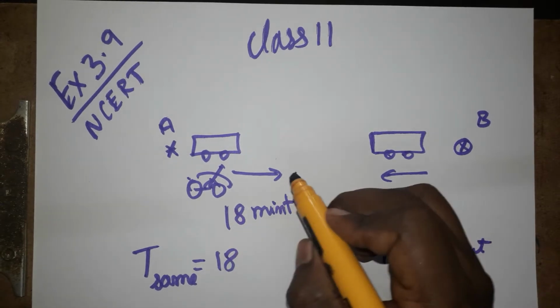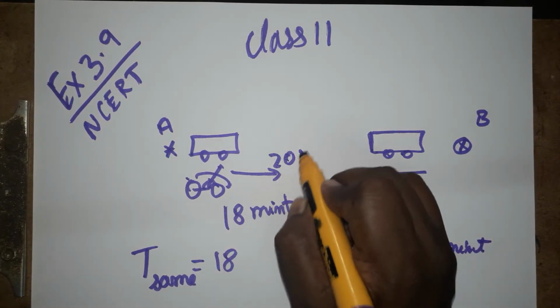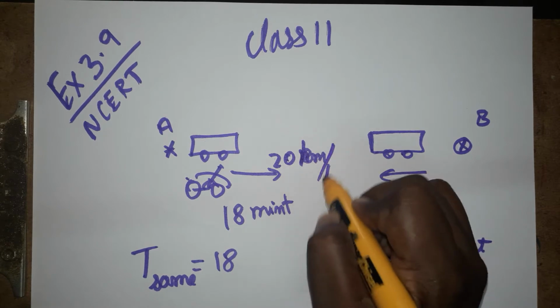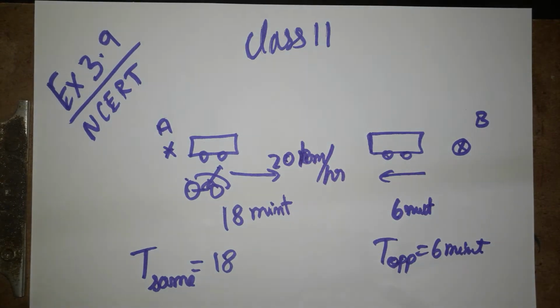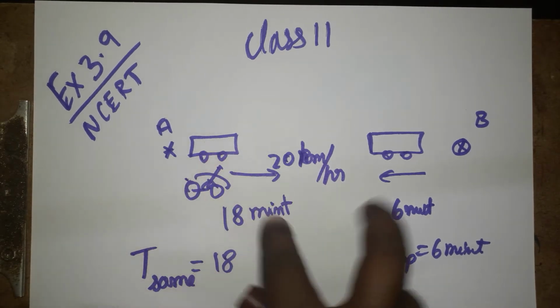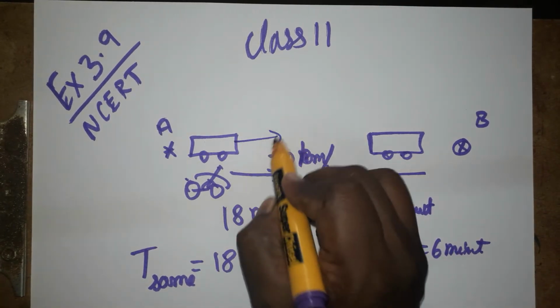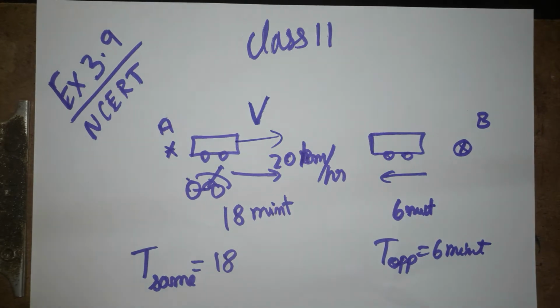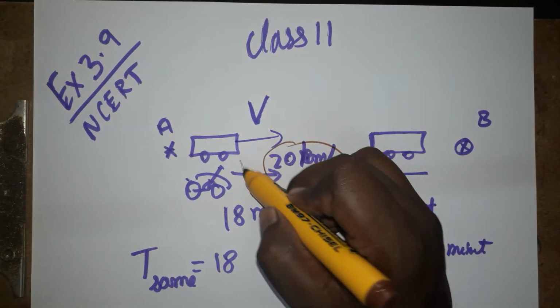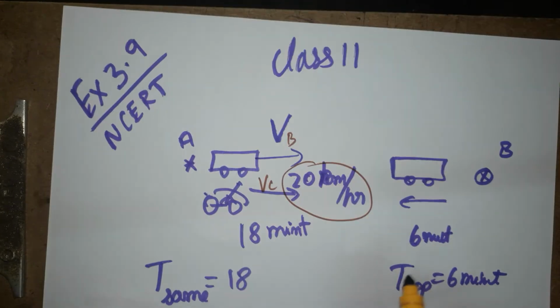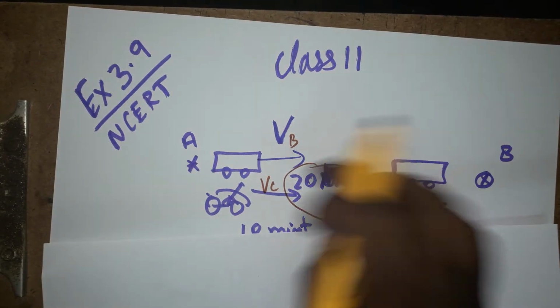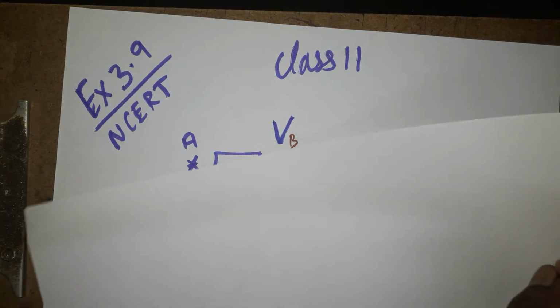The velocity of the bicycle is 20 kilometer per hour. This concept comes under relative velocity. Same direction means you have to subtract the velocity. Opposite direction means you should add the velocity. I have taken capital V as the velocity of the bus, and 20 kilometer per hour as the velocity of the cycle. Same direction you subtract, opposite direction you add. That is the relative velocity concept.